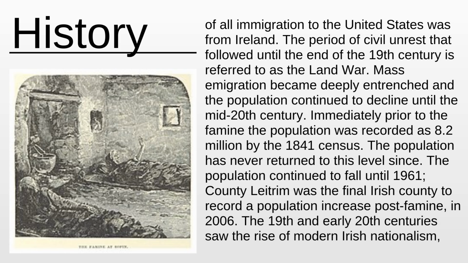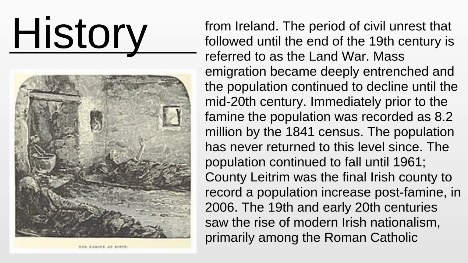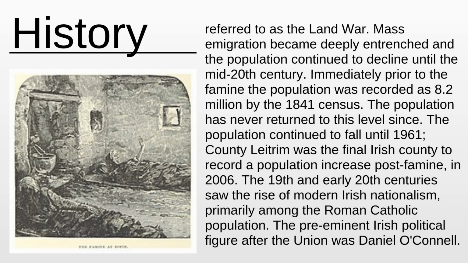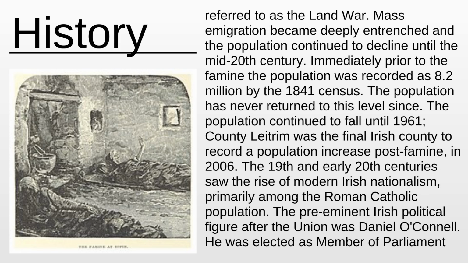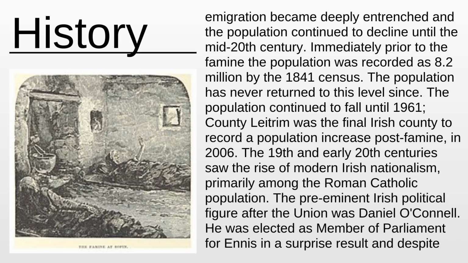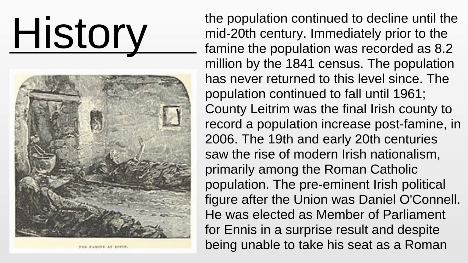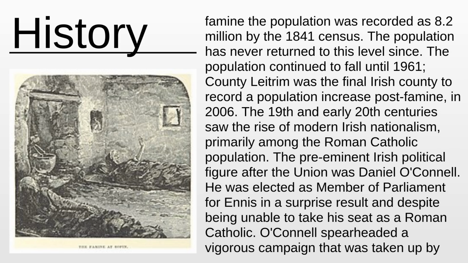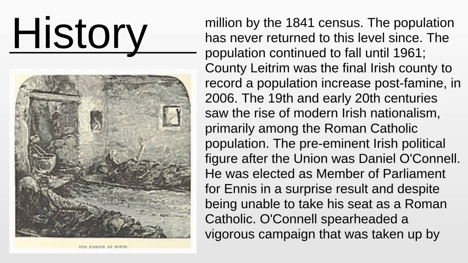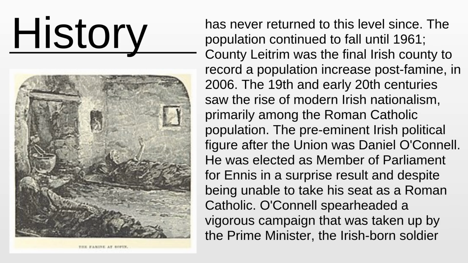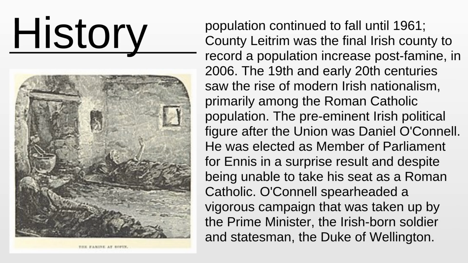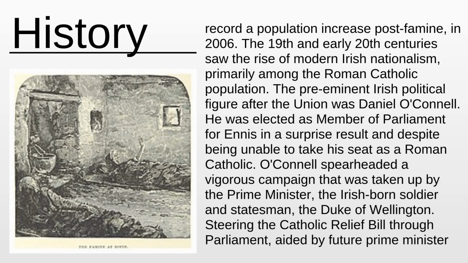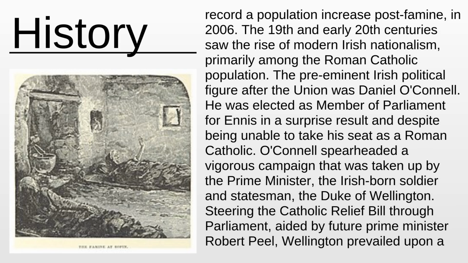The period of civil unrest that followed until the end of the 19th century is referred to as the Land War. Mass emigration became deeply entrenched and the population continued to decline until the mid-20th century. Immediately prior to the famine, the population was recorded as 8.2 million by the 1841 census. The population has never returned to this level since. The population continued to fall until 1961. County Leitrim was the final Irish county to record a population increase post-famine, in 2006.